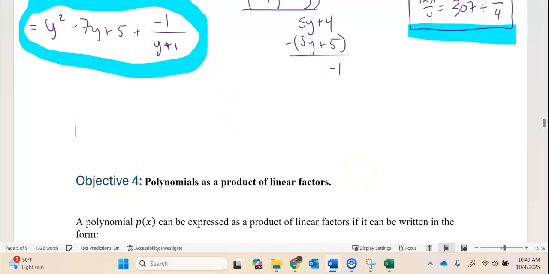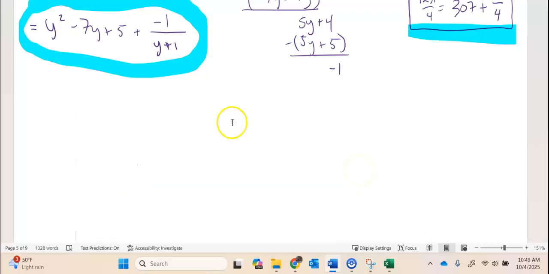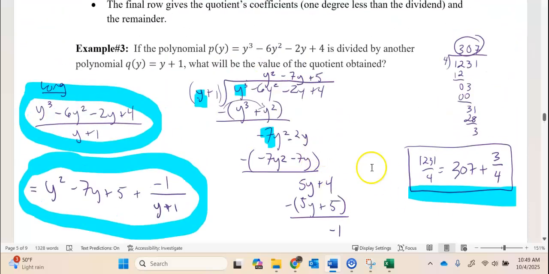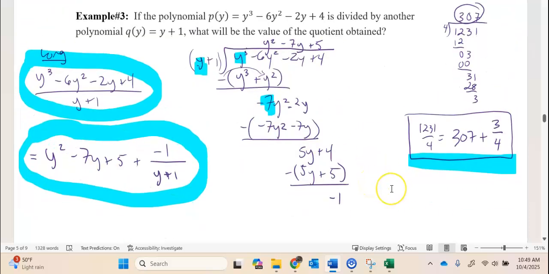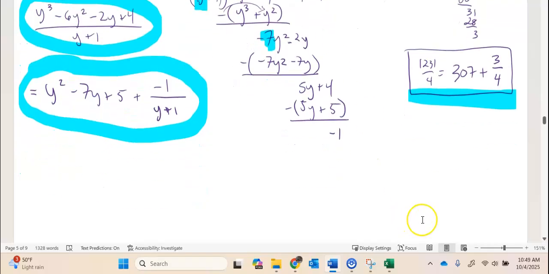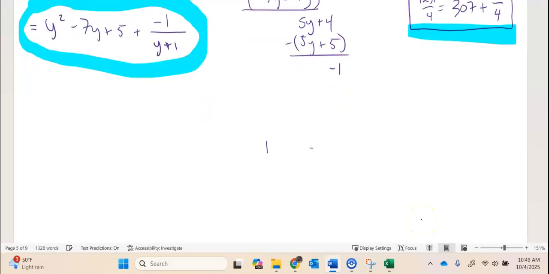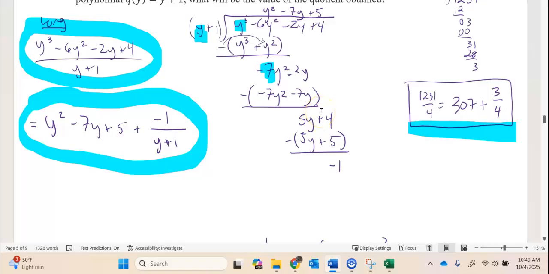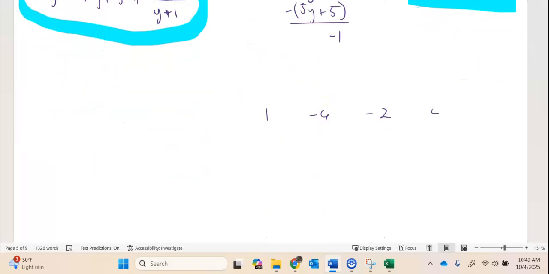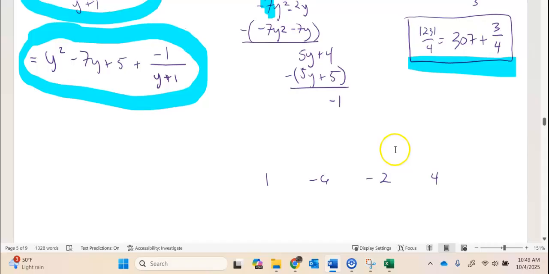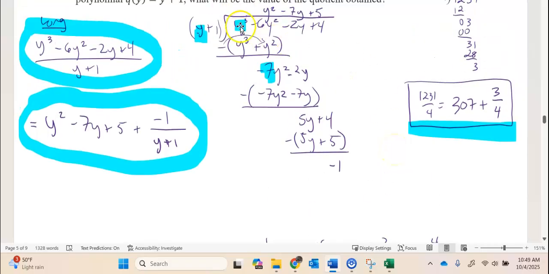All right. Let's see. I also want to show you this doing synthetic division. I got a shortcut for this. Let me show you what it is. I take the coefficients only of my original problem. That's 1, negative 6, negative 2, 4. So this is the same process, we're just focusing on the coefficients: 1, negative 6, negative 2, 4.